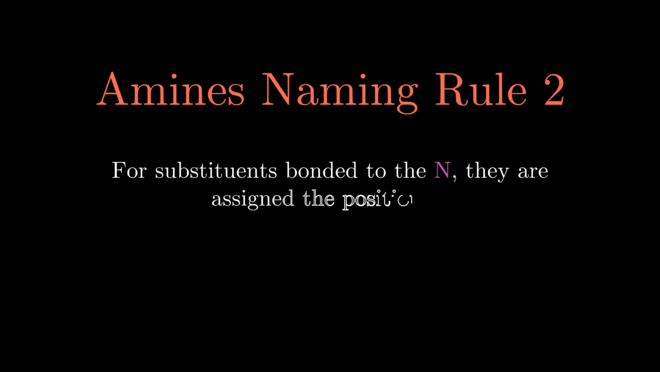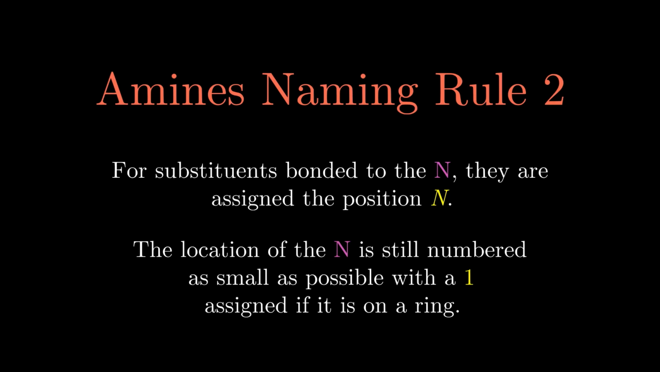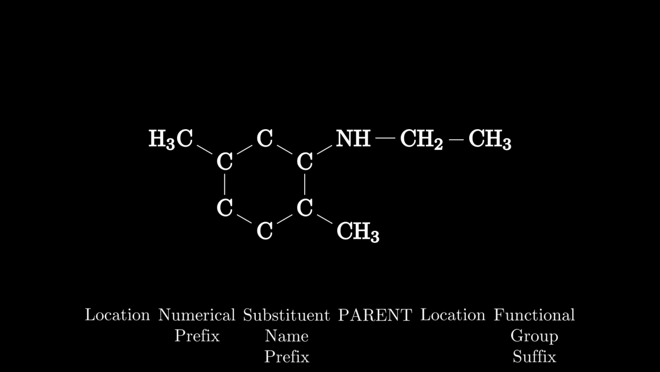When there is a substituent bonded to the nitrogen, that substituent is assigned the position N in the name. We still want to give the amine itself the lowest possible number that we can. With that brief description, see if you can name the molecule on the screen now.